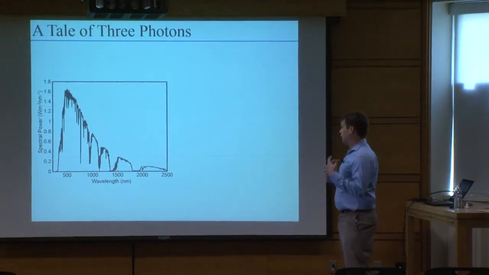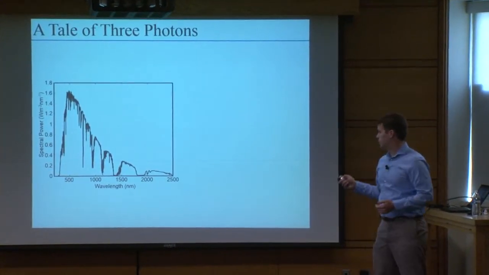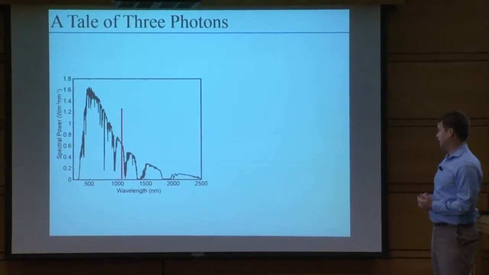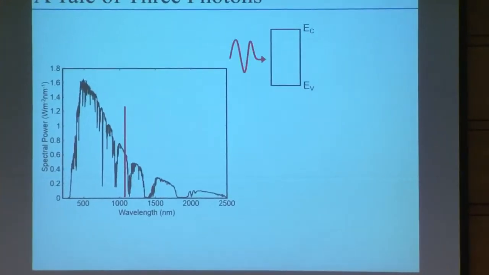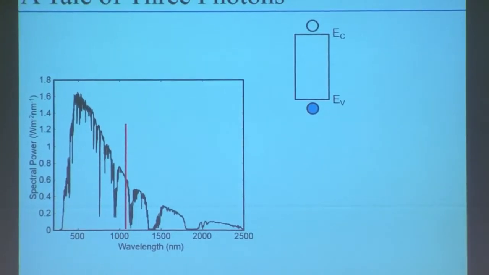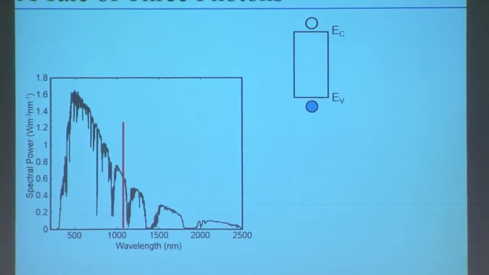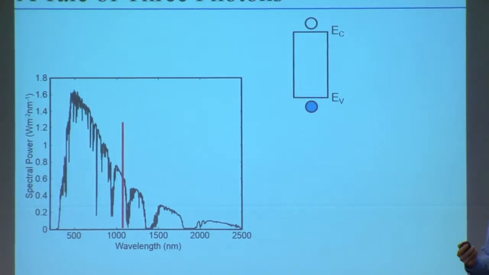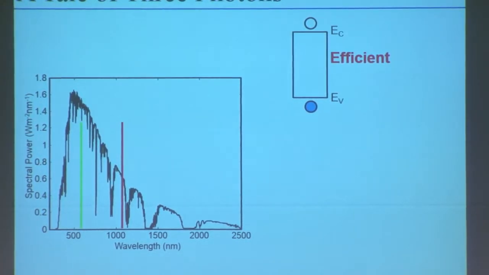So to understand how the silicon solar cell works, let's look at 3 photons. First, we'll take a photon at the band gap at 1100 nanometers. We bring it in, it gets absorbed, and we collect the energy pretty efficiently. We got 1 electron out for every photon in. We've captured most of the light energy in the form of electric energy. Everybody's happy.